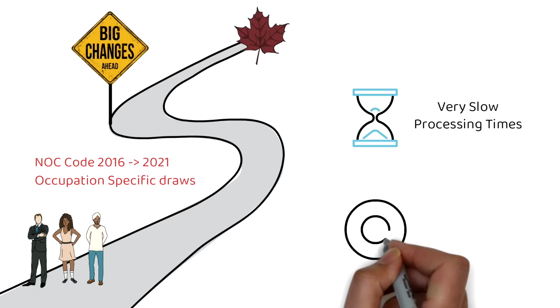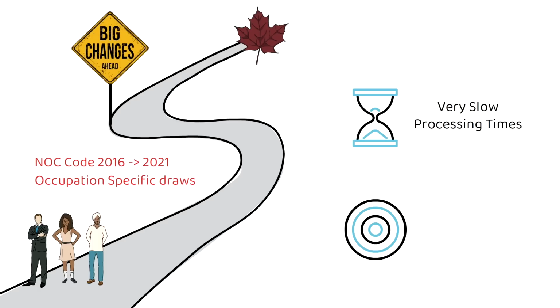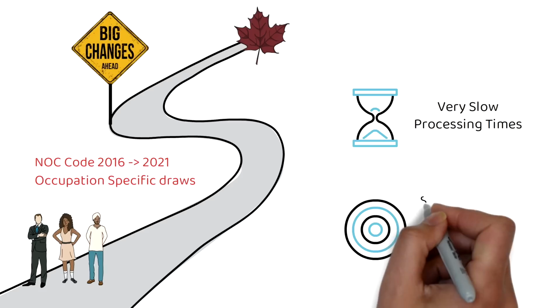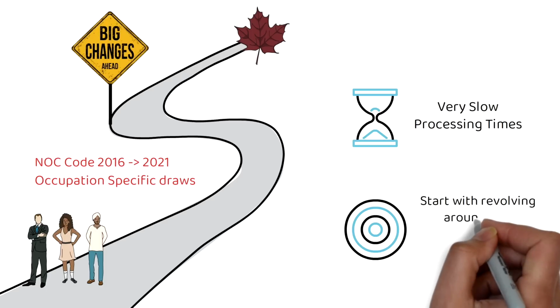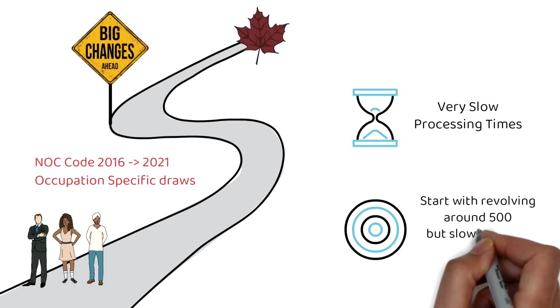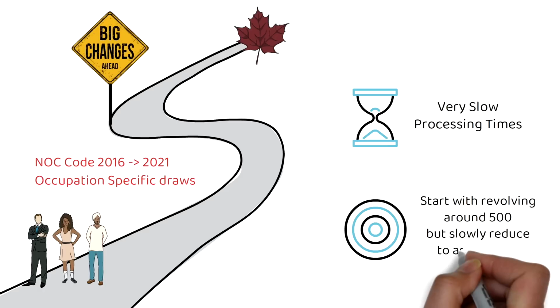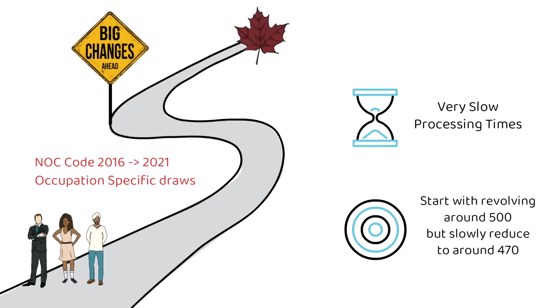Lastly, I want to talk about the cutoff scores. So what should be your target cutoff score? If you score something around 400 and you don't have any PNP, should you expect to get the PR? No, because it would be very difficult. If you have a low score, you should definitely target improving it. When they start the draws somewhere in the first week of July, we're expecting that the cutoff scores would revolve around 500, but then slowly, as they keep conducting these draws regularly, the cutoff score would drop, and it could drop back soon to 470. It might take a couple of months, but it might drop back to somewhere around 470.